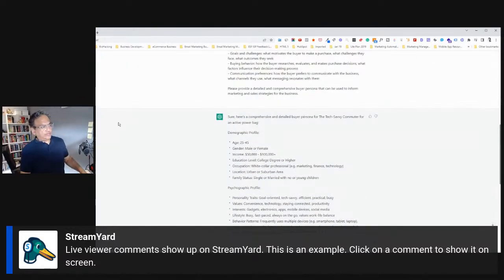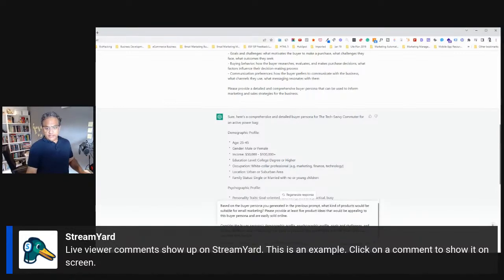Okay, so now that we have this information, we are going to go to the next part. Based on this buyer persona, let's start identifying what kind of triggers will be useful to prompt them to consider buying this bag. We don't want to find the products, right?